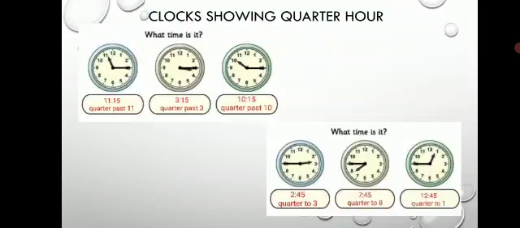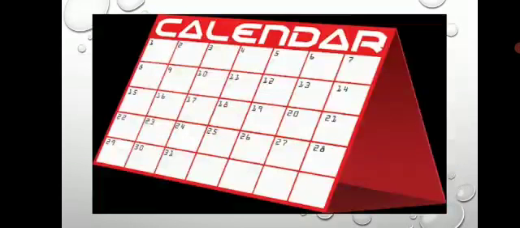Now in the first 3 clocks, children, the time shown is quarter past 11, quarter past 3 and quarter past 10. Similarly, children, in the second part, the time shown is quarter to 3, quarter to 8 and quarter to 1. So children, this was all about time. Now let us come to the second part of our chapter, that is calendar.